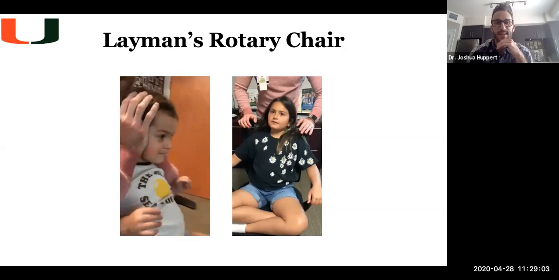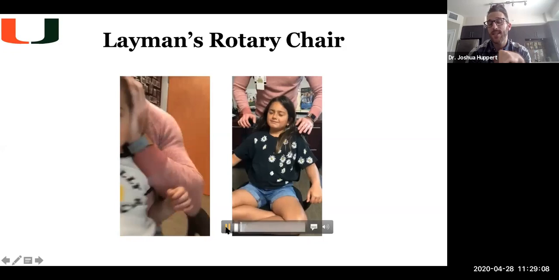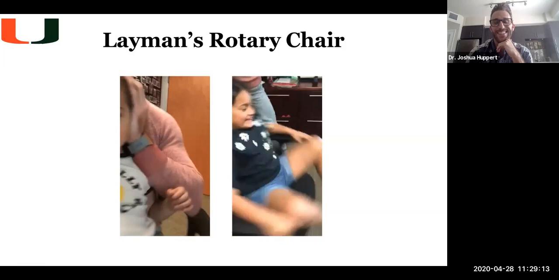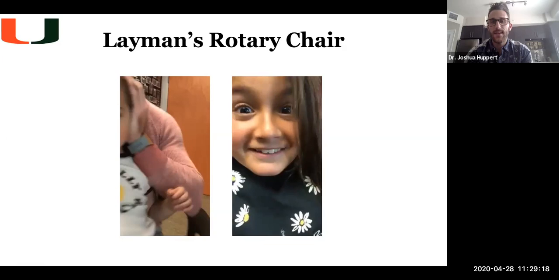And then we'll do the same thing here with Chloe. Now, Chloe had just done a few other tests for me, so she was tired of spinning at this point. So we'll spin and then we'll have them stop. Open. You can see, so I'm getting that right beating nystagmus from her there. Ready? Here we go.